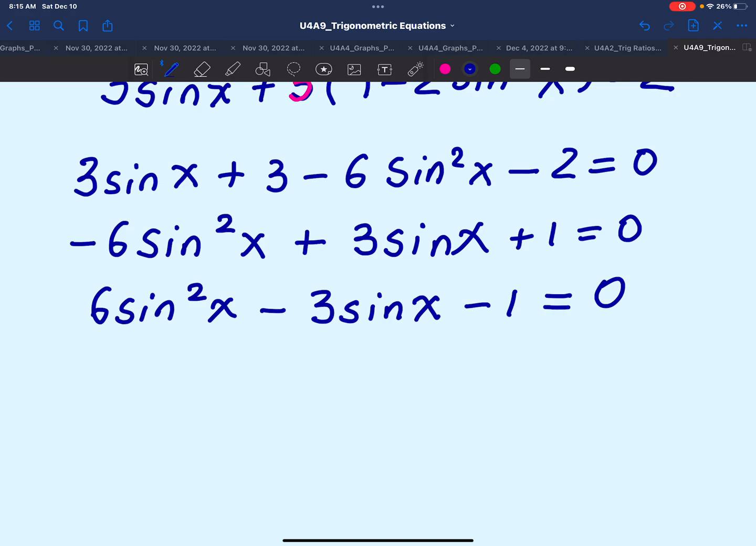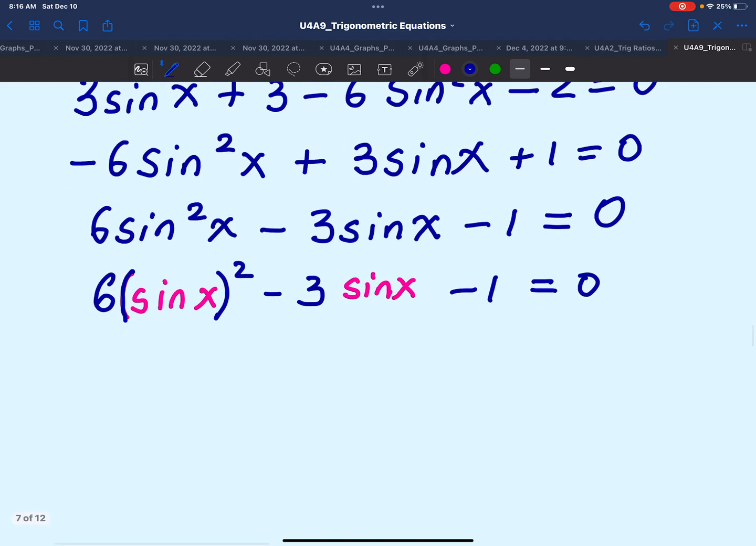So the unknown variable here is sine of x. And I will color code it to make it easier for us to see the variable. So we have 6 sine of x to the power of 2, and then minus 3 sine of x, and then minus 1. As you can see, the variable in our case would be sine of x. And the coefficients here would be coefficient A is 6, B is negative 3, and C is negative 1.